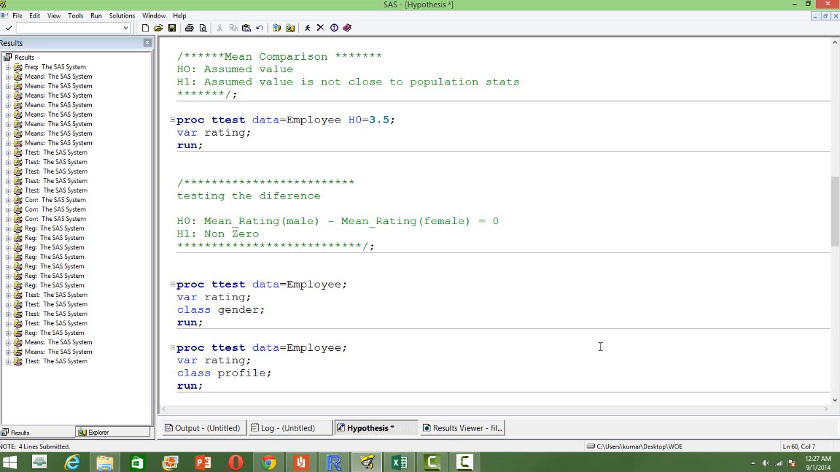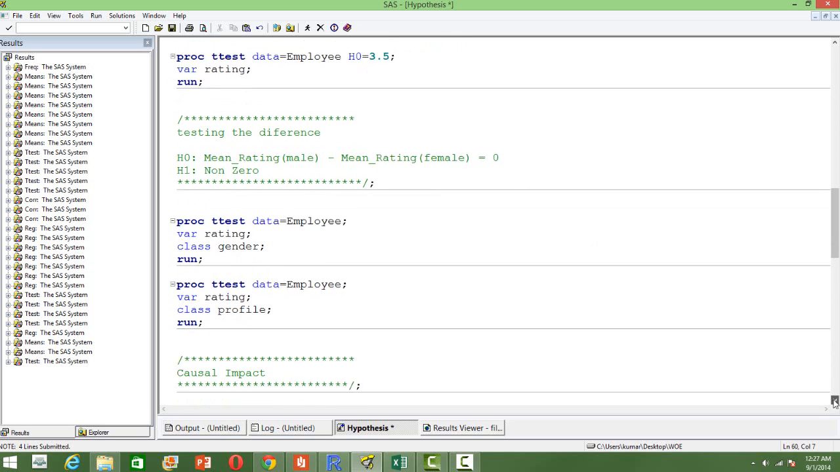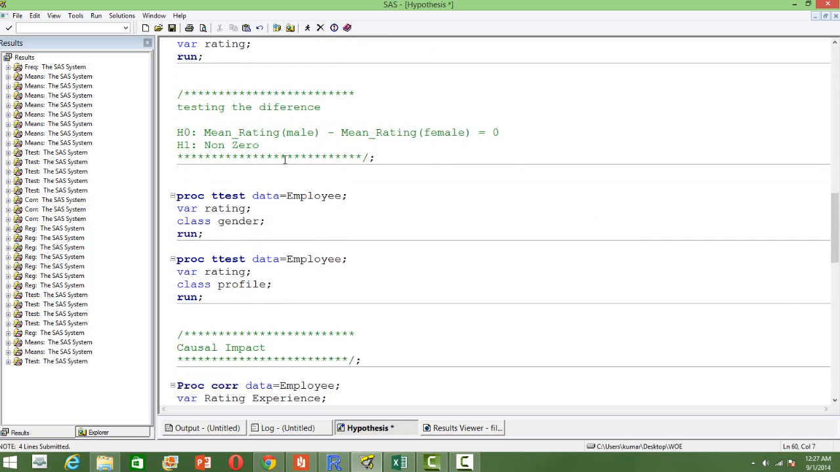Okay, we will do another hypothesis testing here. We'll try to find out the difference in the average rating of male to female, and between job profile 1 and job profile 2. So here the null hypothesis is the mean of rating of male minus the mean of rating of female is equal to 0. That means, is there a difference between the average rating of male and female? And the alternative, of course, is non-zero. That means there is a difference.